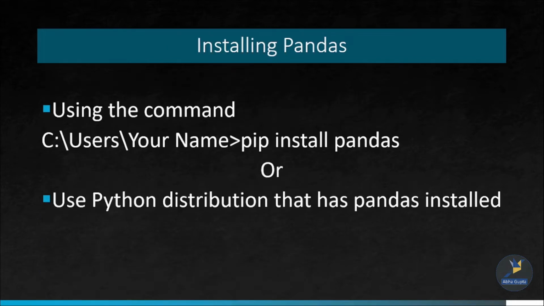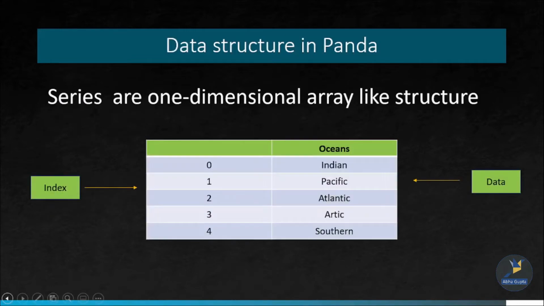How to install Pandas? If you have Python and pip already installed on your system, then using the command pip install pandas you can install pandas, or you can use a Python distribution that has pandas installed like Anaconda, Spyder, etc. The different types of data structures that are available in Pandas are series and data frame.